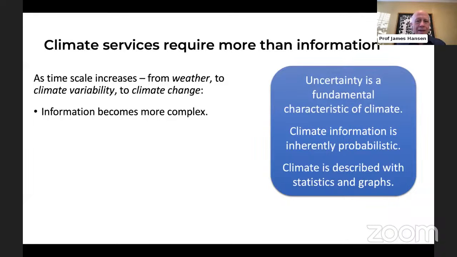And as we go to a climate timescale, any kind of information, whether it's a description of the past or a prediction of the future, is inherently probabilistic. And when we introduce the language of probability, that creates a level of complexity. And the graphs and statistics that are used to describe climate also may have a steep learning curve for many decision makers.